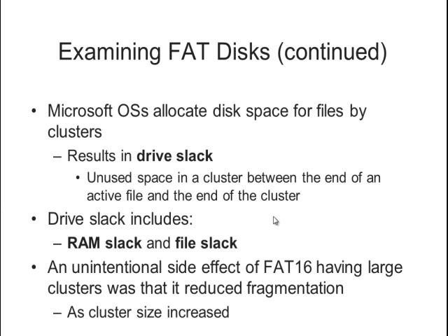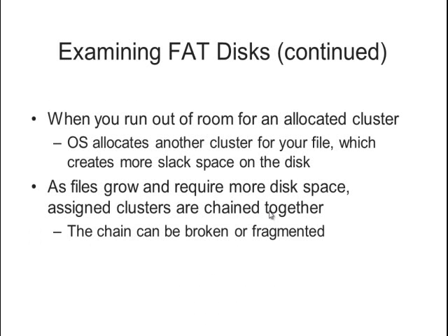An unintentional side effect of the FAT16 file system having large clusters is that it reduced fragmentation as cluster size increased. When you run out of room for an allocated cluster, the operating system allocates another cluster for your file, which creates more slack space on the disk. As files grow and require more disk space, unassigned clusters are chained together. The chain can be broken or fragmented.